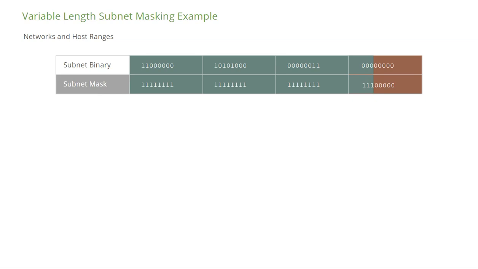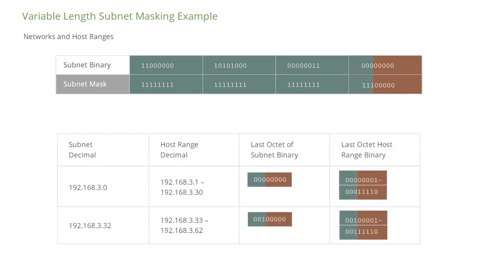Using the subnet mask and converting binary to decimal, we can start to build a table of the network numbers available and the host ranges possible within each network. The table on screen shows the first 2 subnets we just looked at, displaying both the dotted decimal equivalents of the full IP addresses and the last octet of the binary numbers.